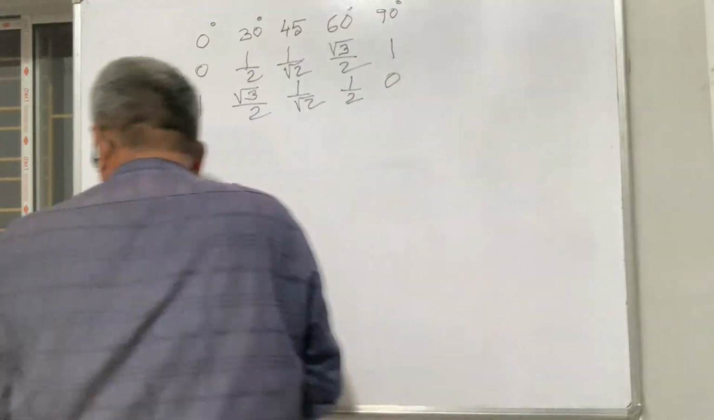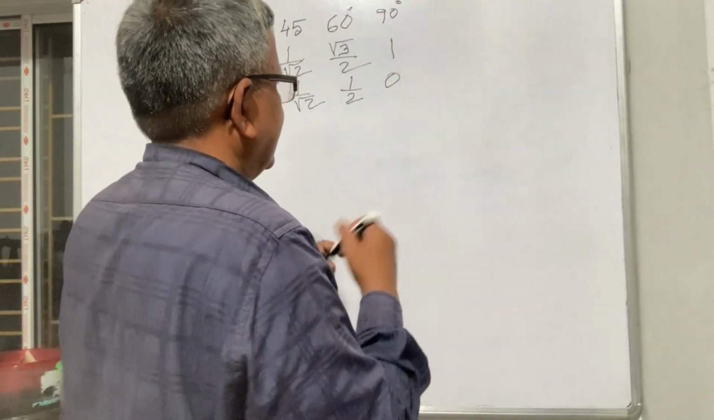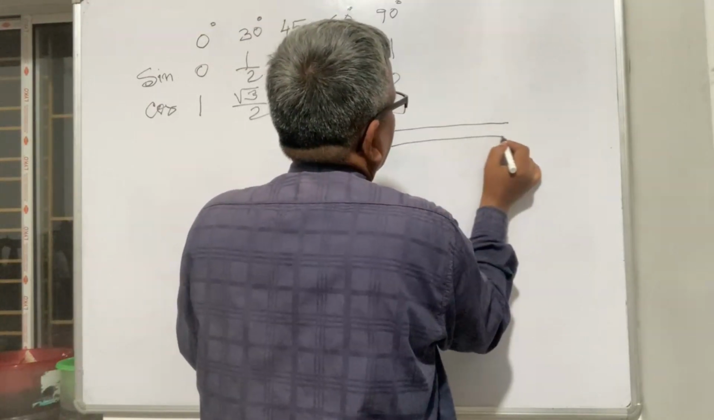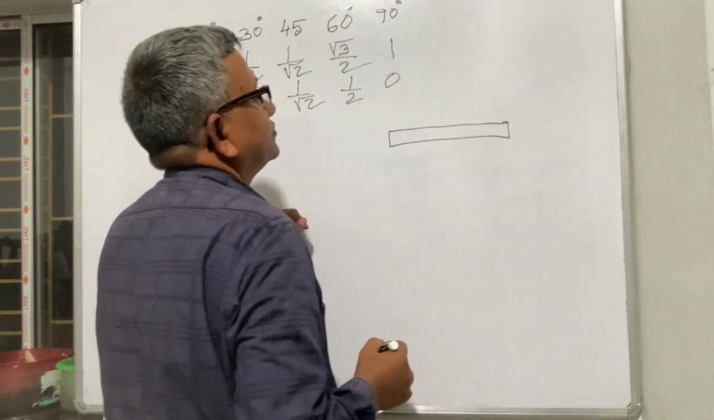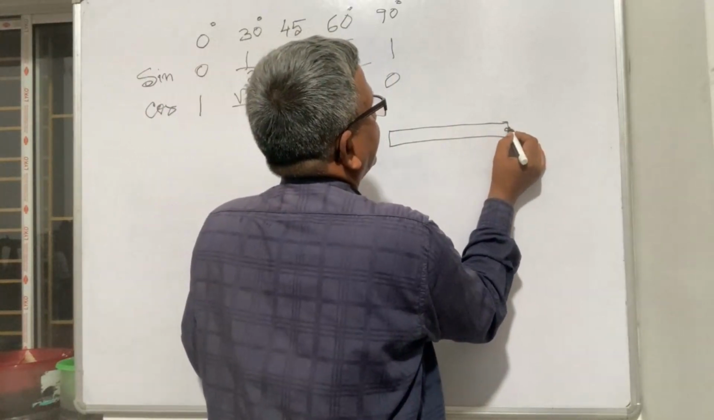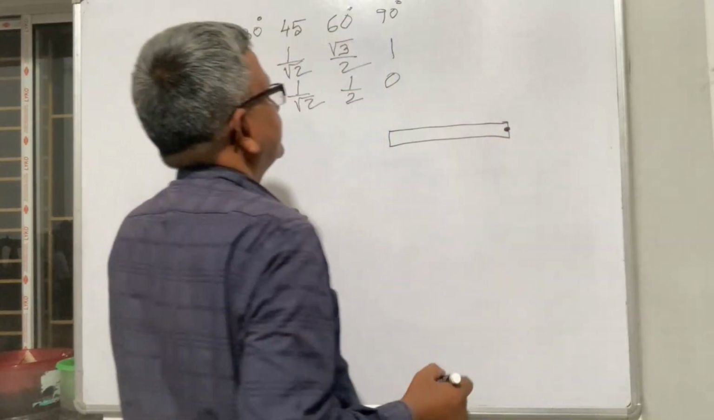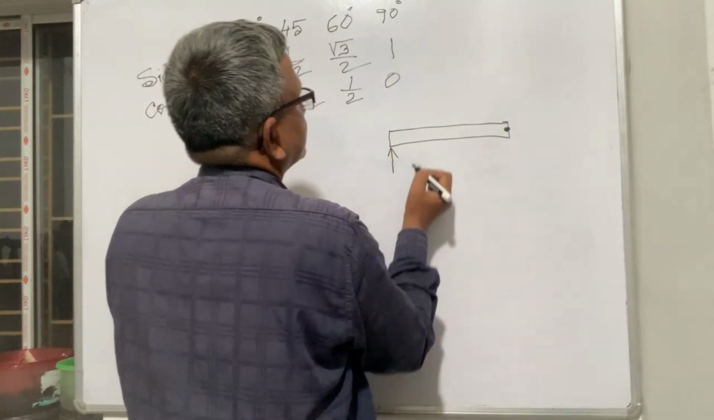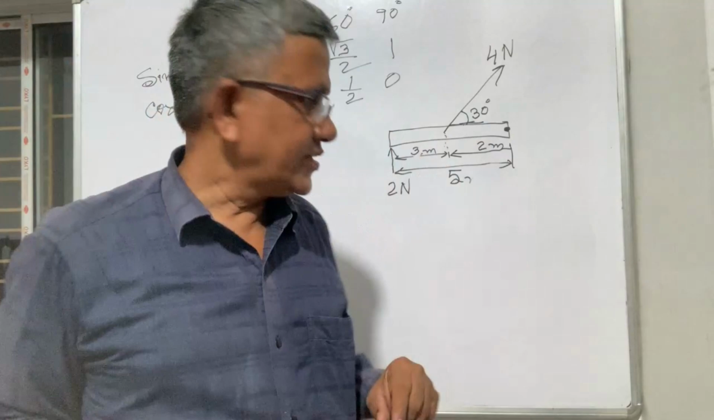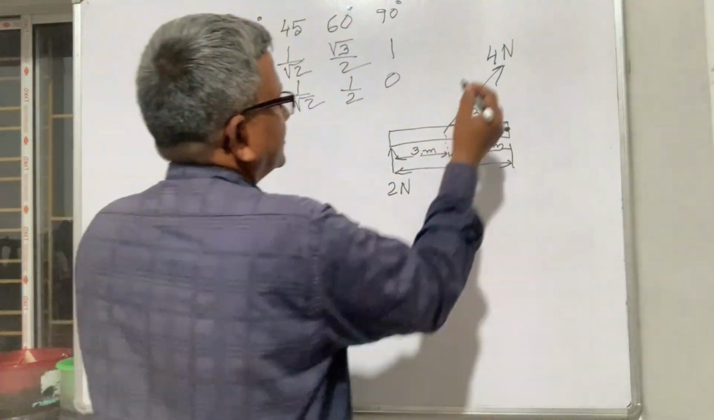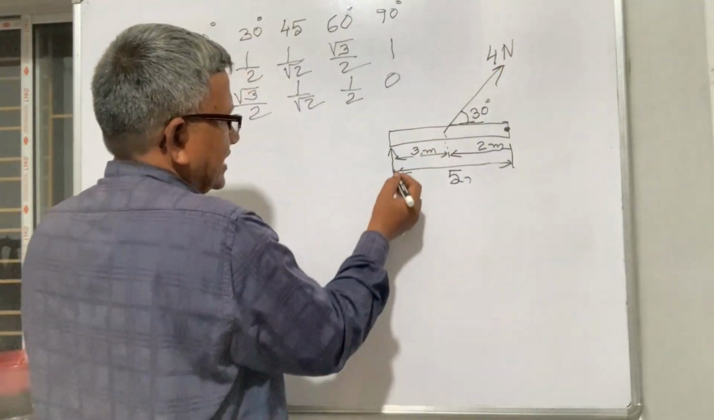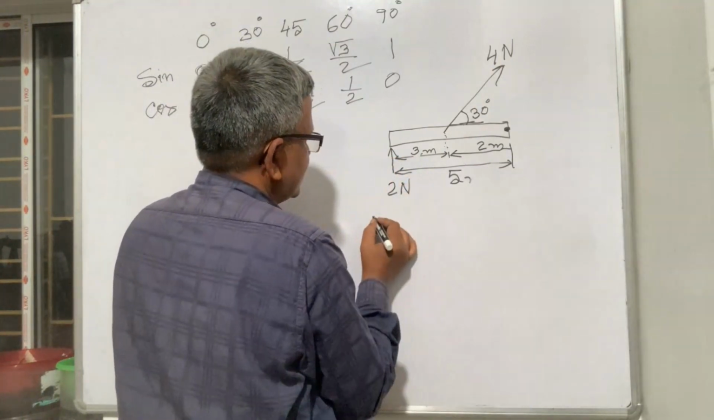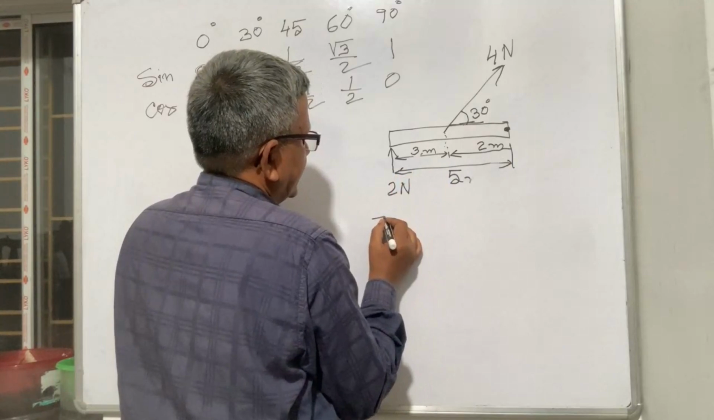Sir, this is a rod. It is pivoted here. I am giving one force here. How much? Very good, it is 4 Newton. Now I am taking F1. Here the moment calculation is very easy.